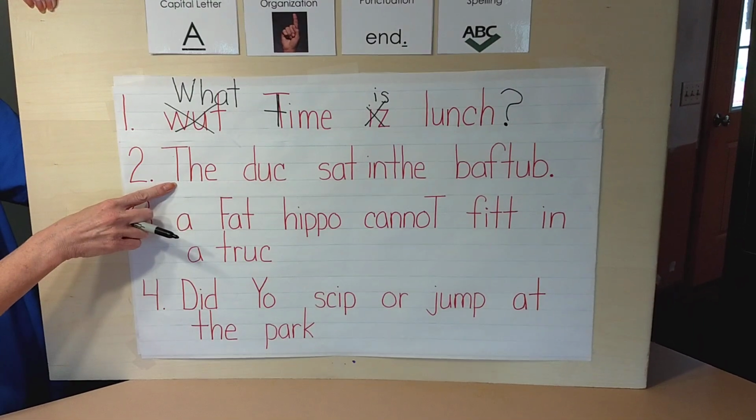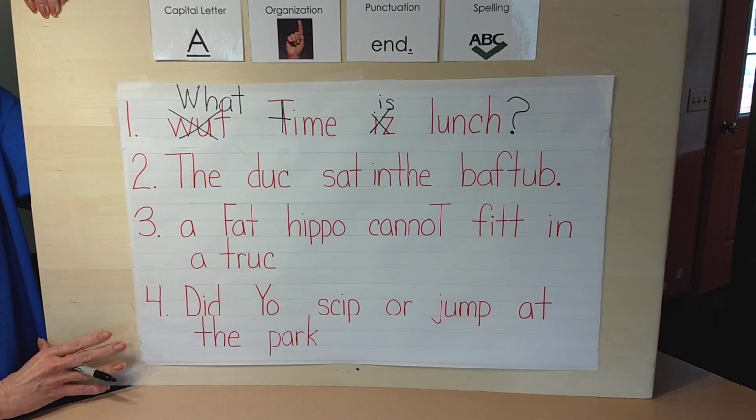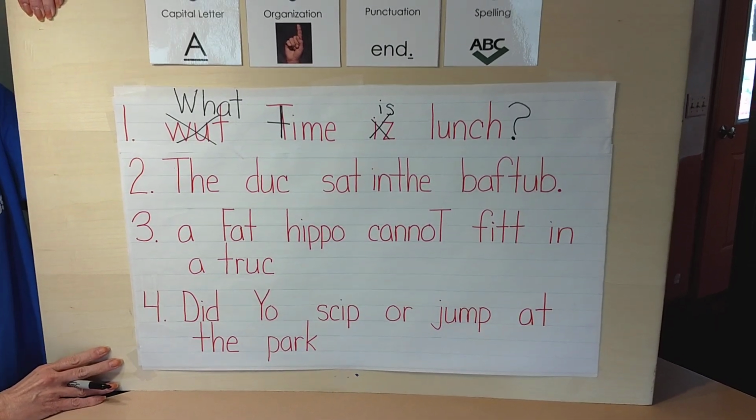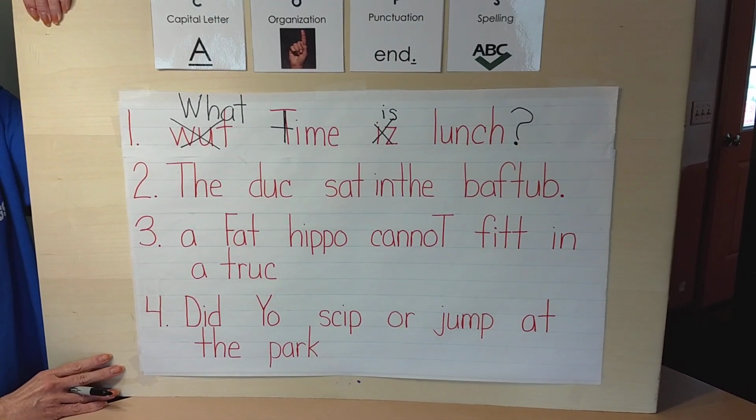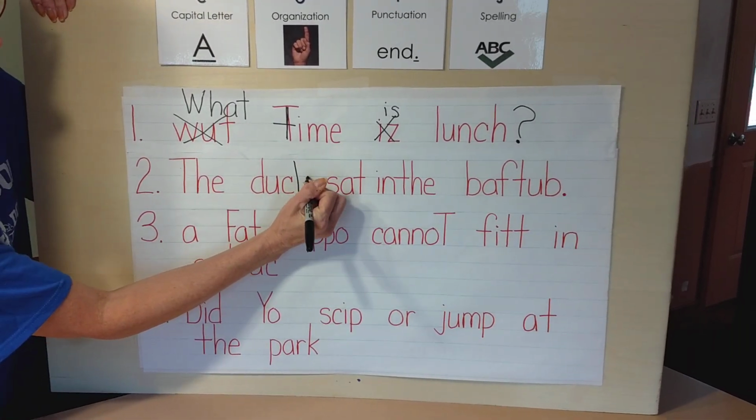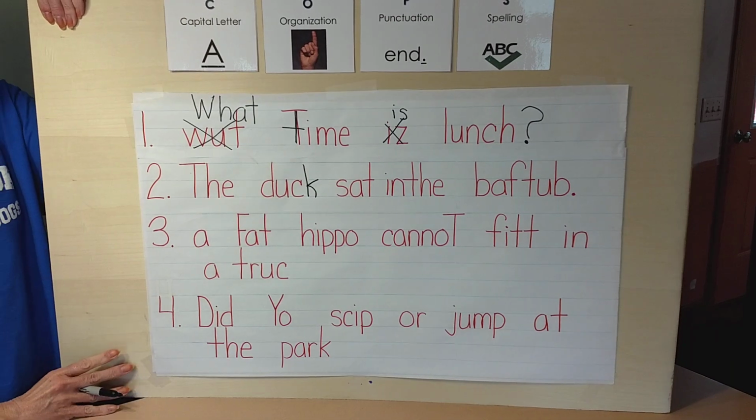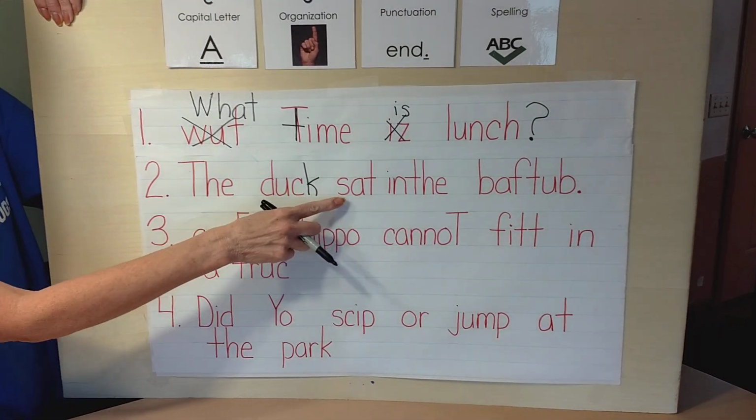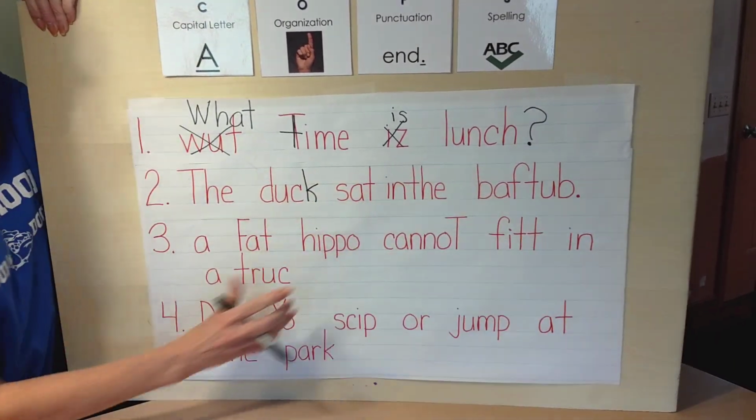Well, we have a capital letter, so that's a good start. Let's look at the word duck. That's not quite how we spell duck. Does anybody know what goes at the end? I bet you do. It's D-U-C-K for duck. C-K comes at the end of duck when it's a short vowel word. The duck sat in the bathtub.